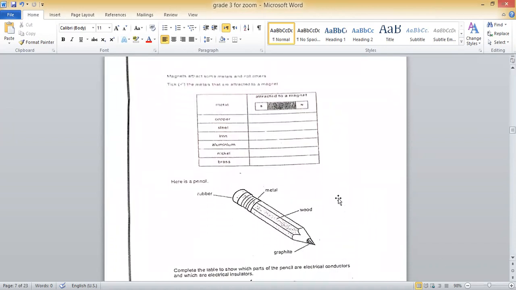The next question. Magnets attract some metals and not others. Pick the metals that are attracted to a magnet. Copper is a non-magnetic material, it will not be attracted to a magnet. Steel is a magnetic material, it will be attracted to a magnet. Iron, magnetic material. Aluminium, non-magnetic. Nickel, magnetic material. Brass, non-magnetic.